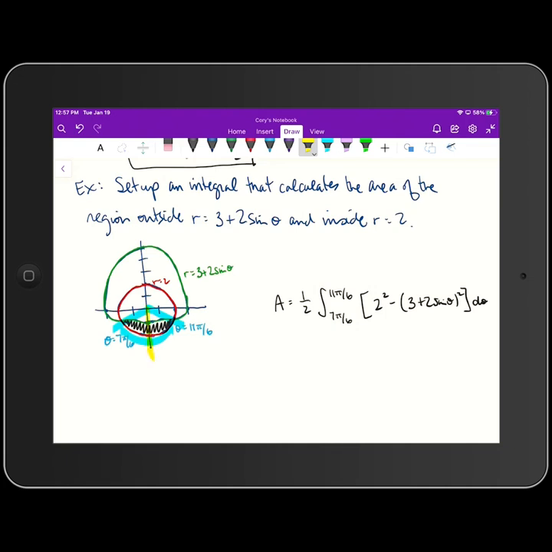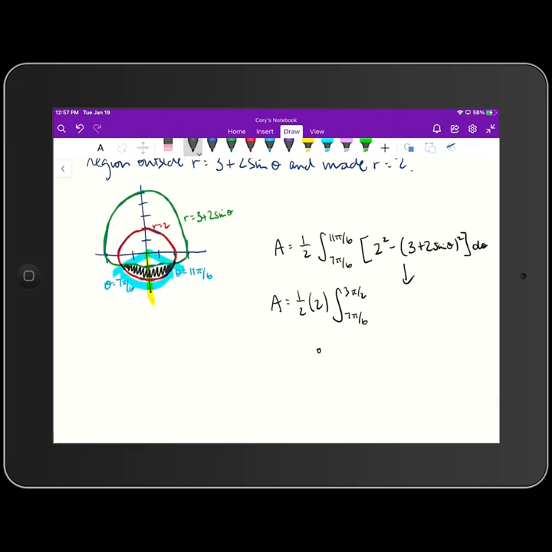I would use symmetry, and the fact that we are symmetric with respect to the negative y-axis here means that I'll go ahead and write it out both ways. You can set it up as 1/2 times 2 times the integral from 7 pi over 6 to 3 pi over 2 of that same function, or you can write it as 1/2 times 2 times the integral from 3 pi over 2 to 11 pi over 6 of that same function. Okay, so you have 3 different ways that you could set up the integral to calculate that area.